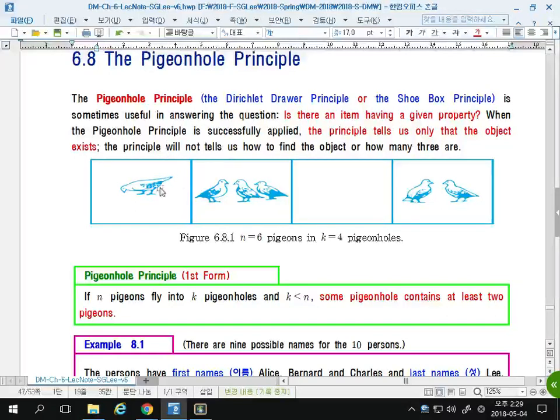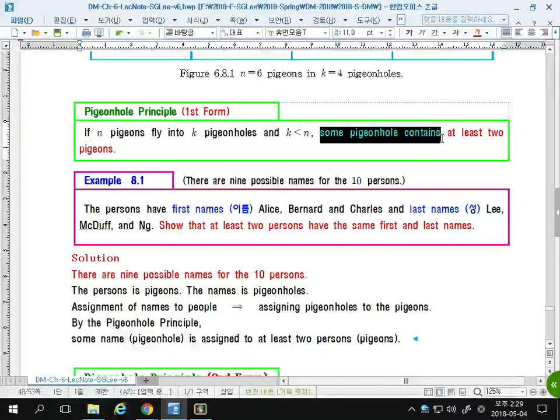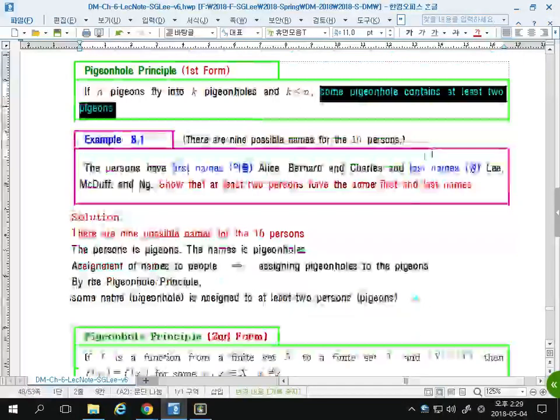If you assign 1 pigeon to each box, then you still have 2 pigeons left. So that should go into a box which is already taken by another pigeon. Okay, that's the idea. So if n pigeons fly into k pigeonholes and k is less than n, then some pigeonhole contains at least 2 pigeons. That is called the first form of the pigeonhole principle.